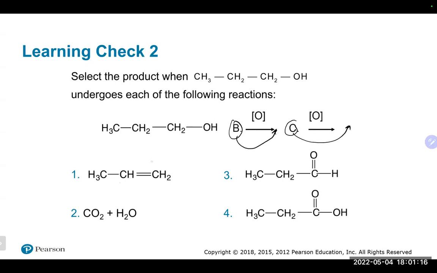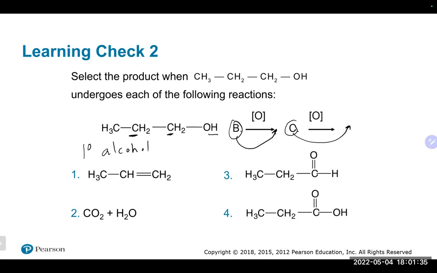Okay, so let's once again look at what we're starting with. So once again, I see an OH, which tells me this is an alcohol. And this is what type of alcohol? This is a primary alcohol. This is the carbon that's attached to it, and it's attached to one other carbon. So it's a primary alcohol.